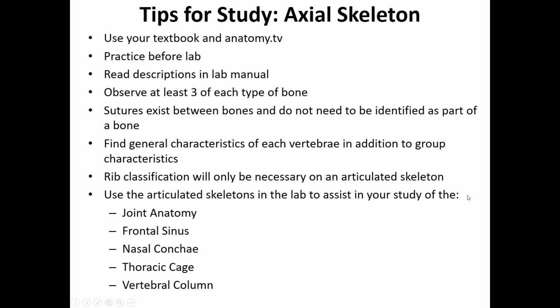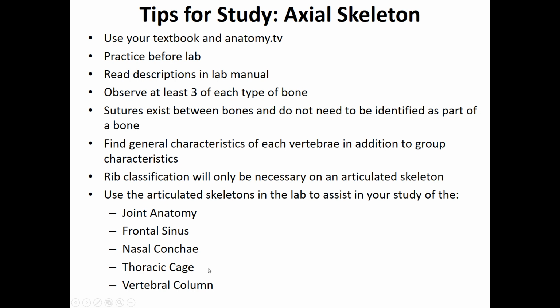In lab, you'll see two articulated skeletons that are there to help you. I recommend that you use them to help study joint anatomy so that you're aware of where joints exist and what they look like. That gives you a better idea of how to classify them structurally. It's important to use those to help you find a frontal sinus, as those are not apparent on most of the human skulls that we have. Use them also to identify nasal concha, since many of these nasal conchae have been broken in the real skulls.